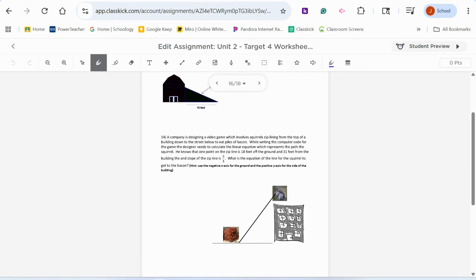Obviously, very clearly, a squirrel is wanting to eat bacon. I mean, what squirrel wouldn't want to eat bacon?